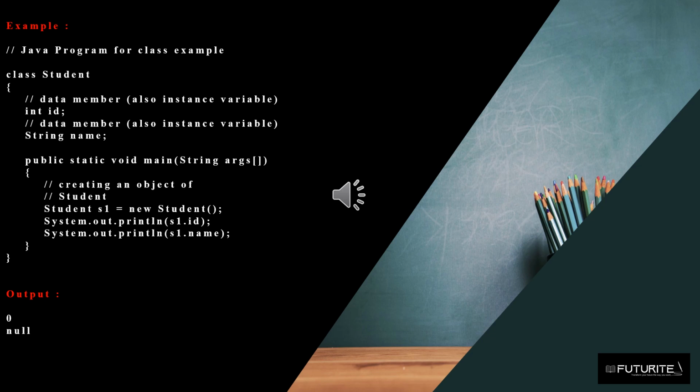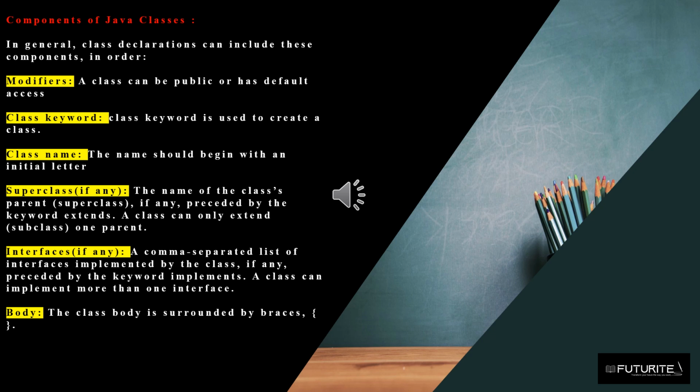Now, what are the components of Java classes? This is a very important thing. So the components are modifiers: a class can be public or have default access. That is the access modifier. Okay. Next, the class keyword that I have said already in the previous slides. Next, the class name. That can be any name, and that should begin with an alphanumeric character or an initial letter. That's what I say.